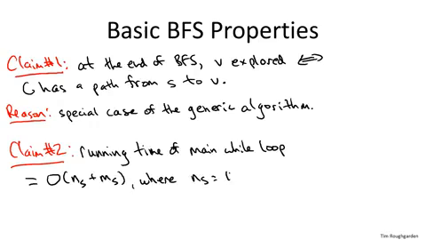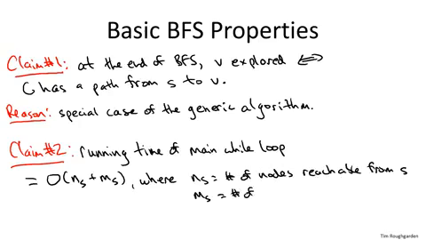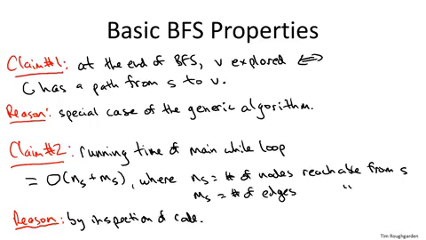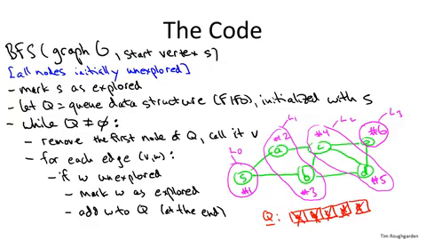The running time of the main while loop, ignoring any pre-processing or initialization, is proportional to what I'm going to call NS and MS, which is the number of nodes that can be reached from S and the number of edges that can be reached from S. This becomes clear if you inspect the code, which we'll do in a second. So let's return to the code and tally up all the work that gets done.